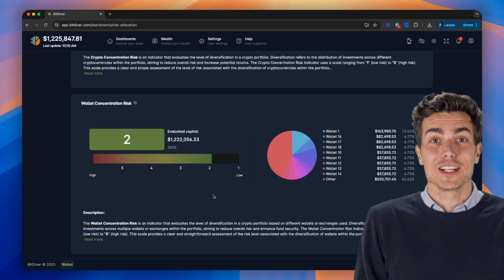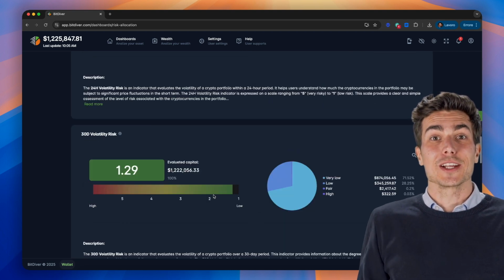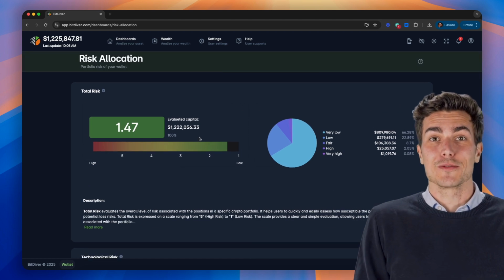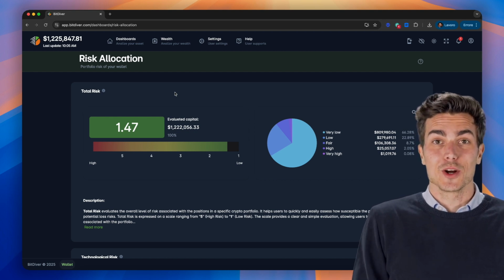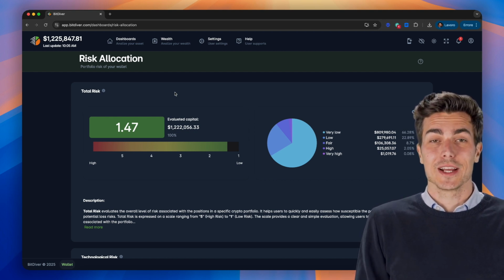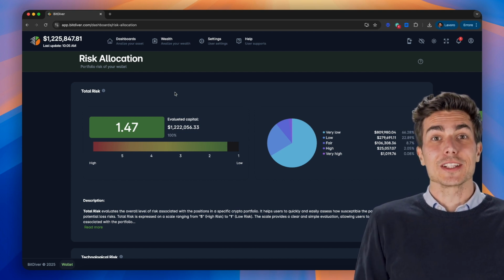In summary, the risk allocation section provides a complete, objective view of how much overall risk is in your crypto portfolio, which categories of risk you are exposed to, technology, adoption, liquidity, etc., and where you might act to improve balance and resilience. It's a valuable tool to gain greater awareness and make more informed decisions for the future.